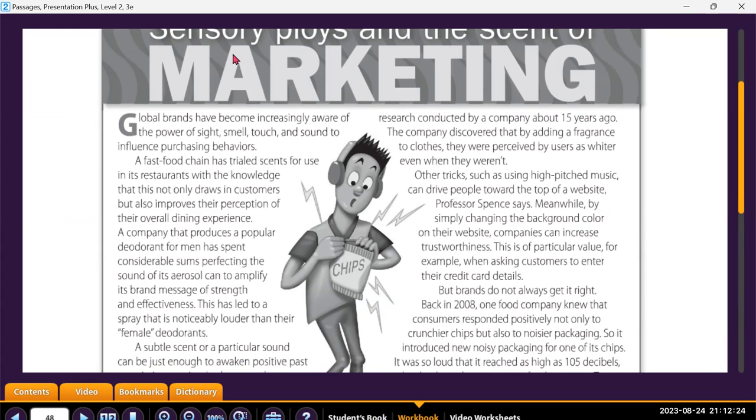Nadia, thank you so much. Okay. Global brands have become increasingly aware of the power of sight, smell, touch, and sound to influence purchase behaviors. Continue? Yes, to deodorant, this part. Okay. A fast food chain has trialed scents for use in its restaurants with the knowledge that this does not only draw in customers, but also improves their perception of their overall dining experience.